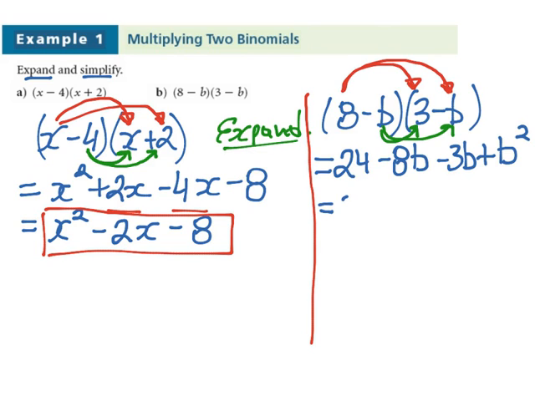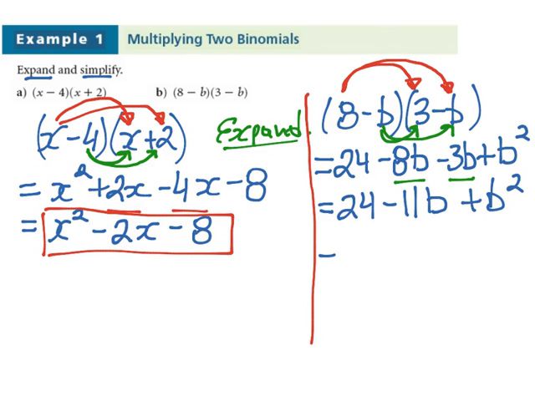Now we're going to collect like terms. Notice that negative 8b and negative 3b are like terms because they have the same variable. And negative 8 plus negative 3 is negative 11, and we copy the b down. Then we copy the b squared as well. And this is our solution.